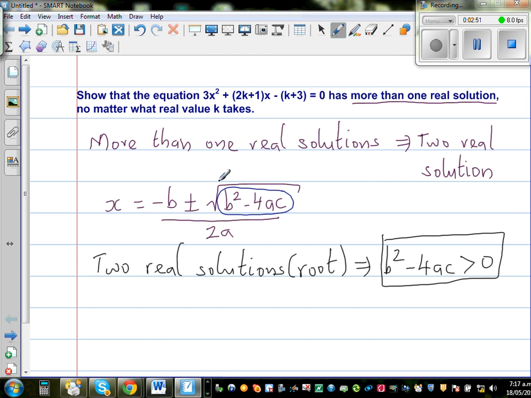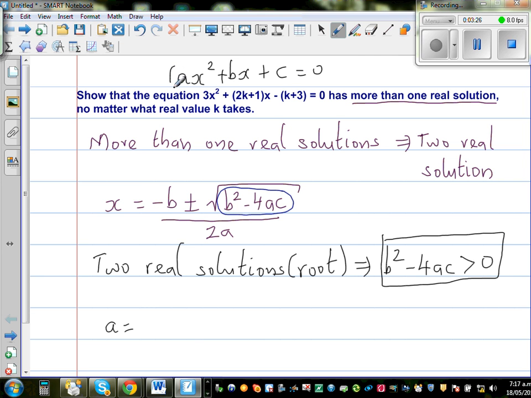If this is 0, this part will not play any role, and your root will only be minus b over 2a. So basically they're asking us to prove that b squared minus 4ac is greater than 0. Let's identify what a, b, and c are. The general form of a quadratic equation is ax squared plus bx plus c equal to 0.